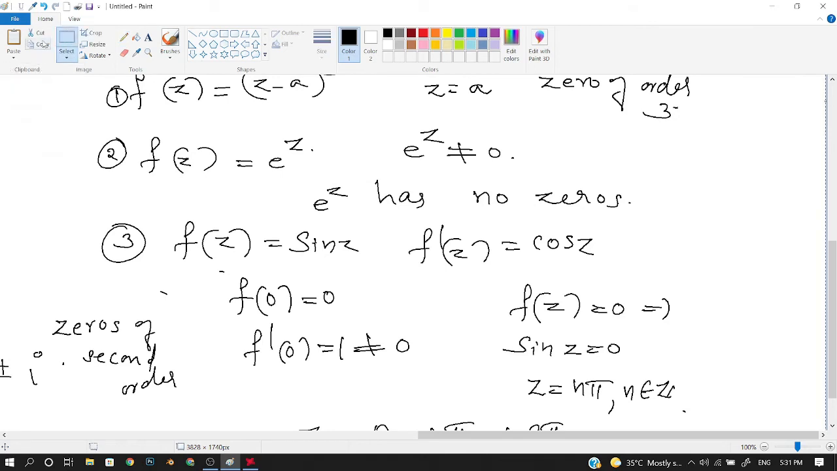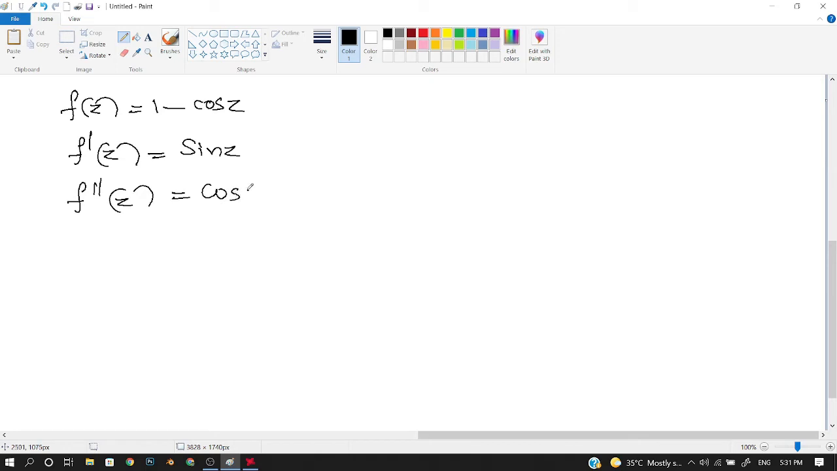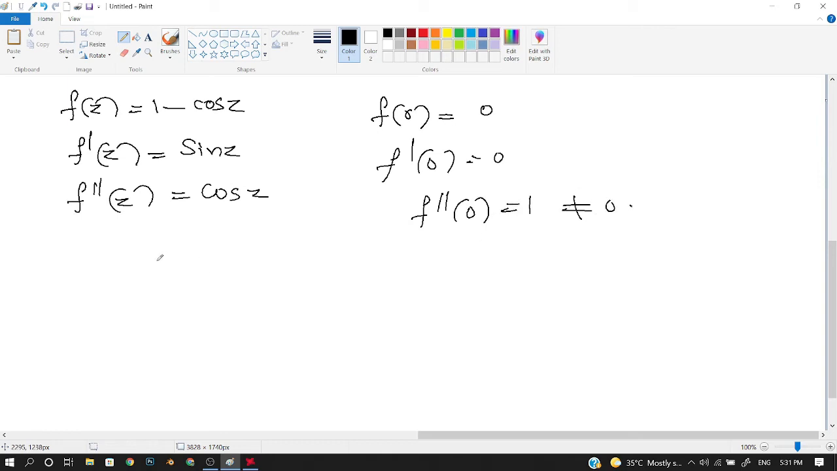Now here we have our function f of z is equal to 1 minus cos z. Now you can find this derivative f dash z, that is sin z. Now f double dash z, that is equal to cos z. Now we can find the function values. f of 0 is 0, f dash 0 is 0, and f double dash 0 is 1, not equal to 0. Therefore f of z has a zero of order 2.